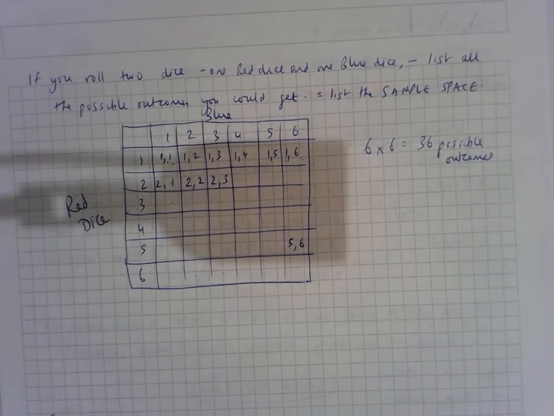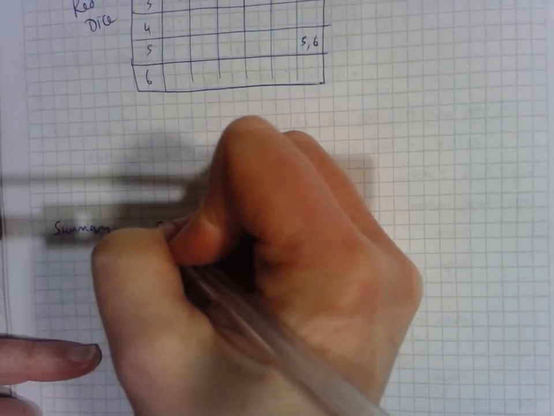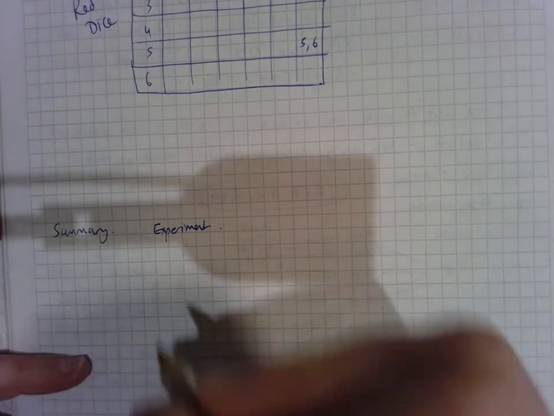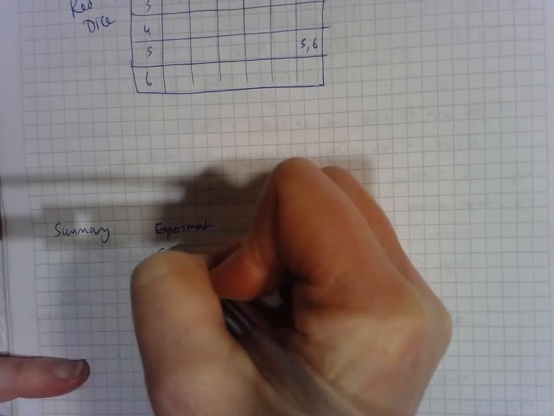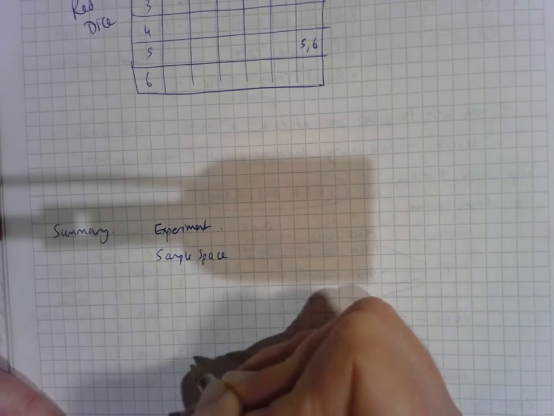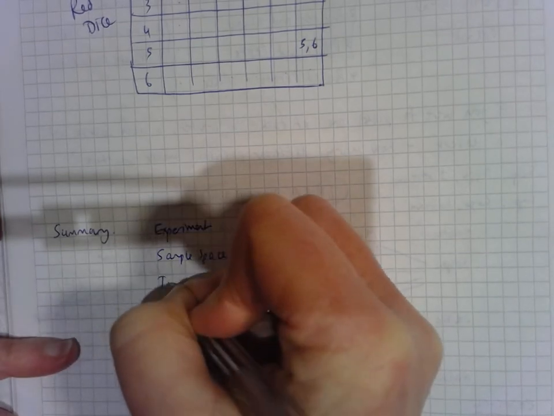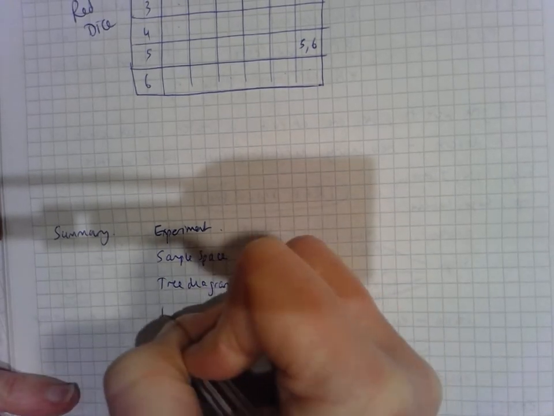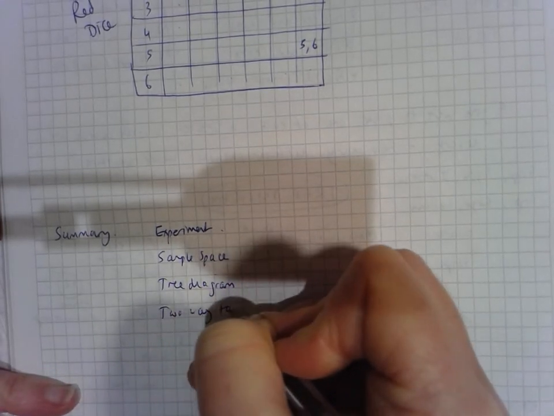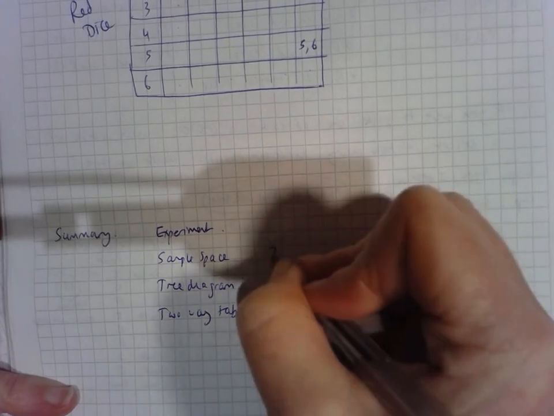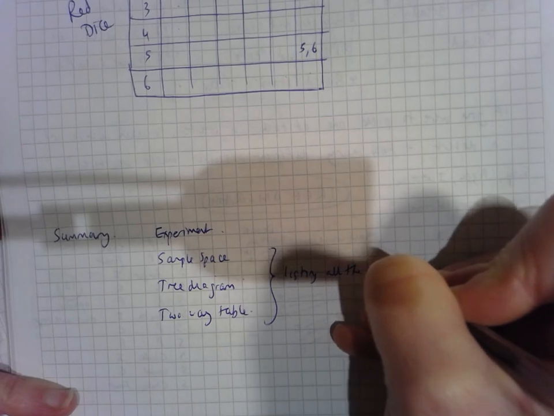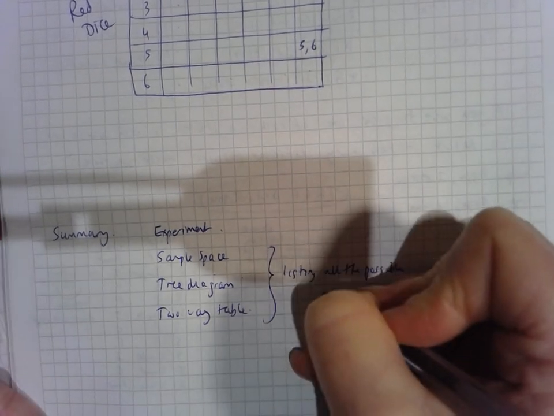Okay, so in summary, we've got some keywords here. We've got an experiment, which is something like tossing a coin and rolling a dice. We've got sample space, which is where we're listing all the possible outcomes. We have a tree diagram, which is one way of listing all the possible outcomes. And we have a two-way table, which is another way of listing all the possible outcomes. Okay, it's not difficult. The questions do get a little bit harder, but not much harder than that.